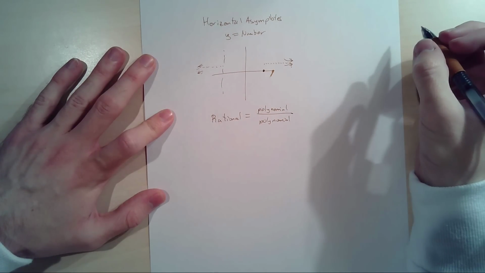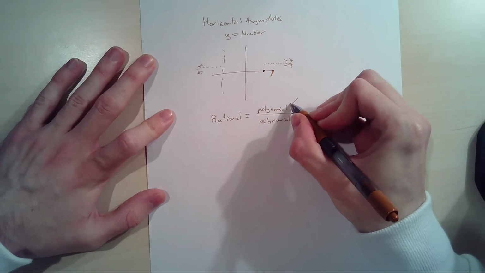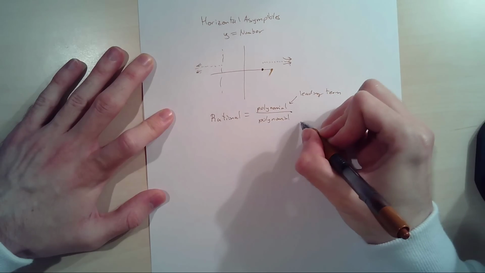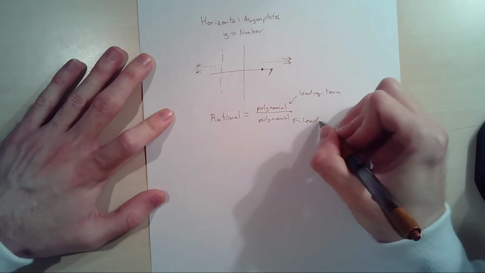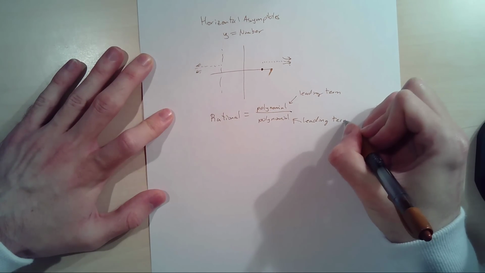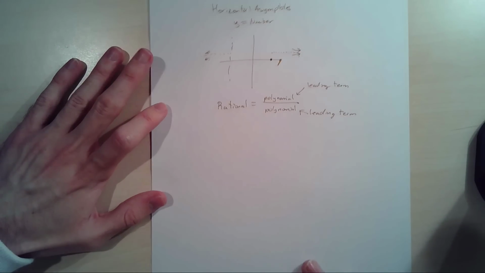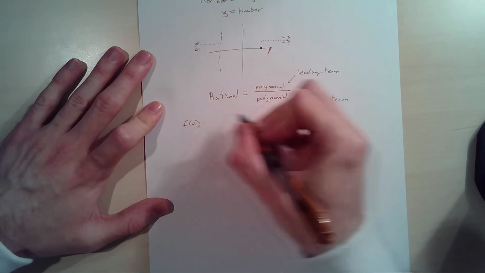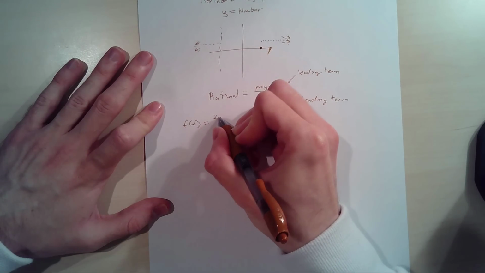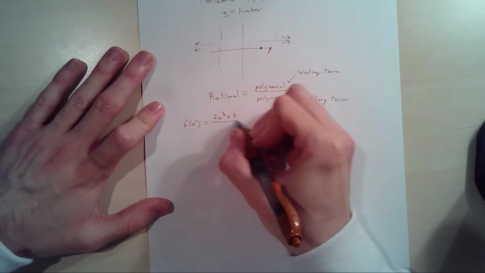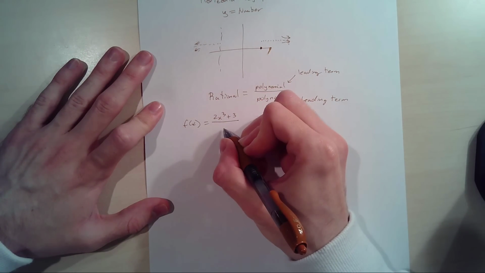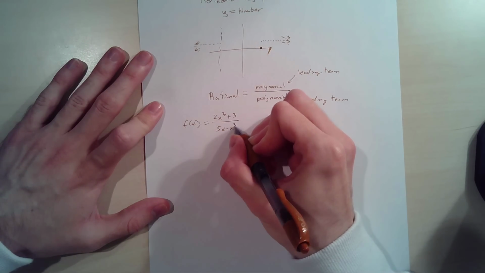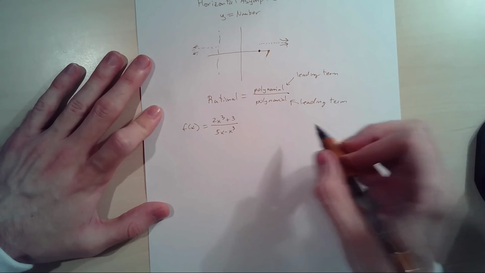And if you have a polynomial over a polynomial, you will have a leading term of that polynomial, and you'll have a leading term in this polynomial. So I'm going to quickly make 3 different examples that show us the 3 different situations you could be at. We're going to create f of x equals 2x cubed plus 3 over 5x minus x cubed. And then we're going to have another one.